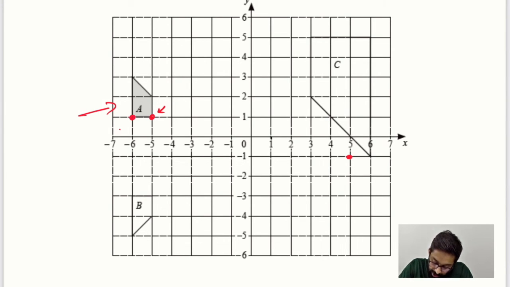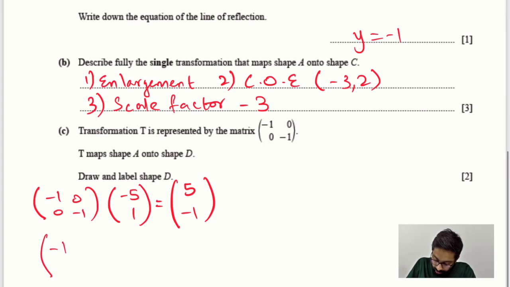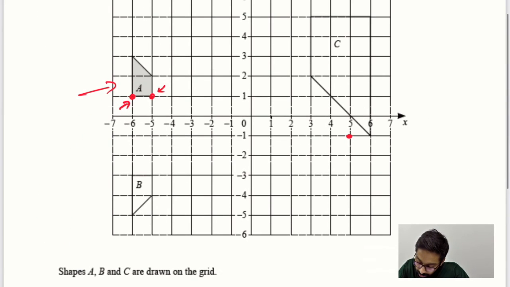Then let's talk about this point. Okay, the coordinates of this point are minus 6 and 1. So we multiply minus 1, 0, 0, minus 1 by minus 6 and 1. And the coordinates that you get are minus 1 times minus 6 gives you 6, minus 1 times 1 gives you minus 1. So the next point is over here.